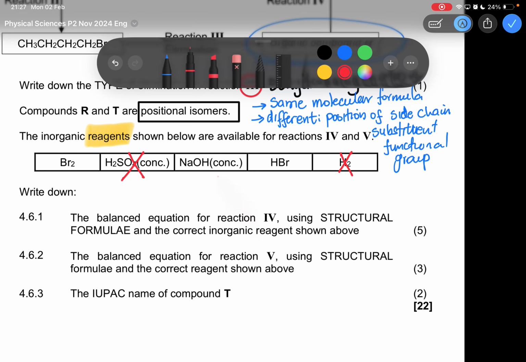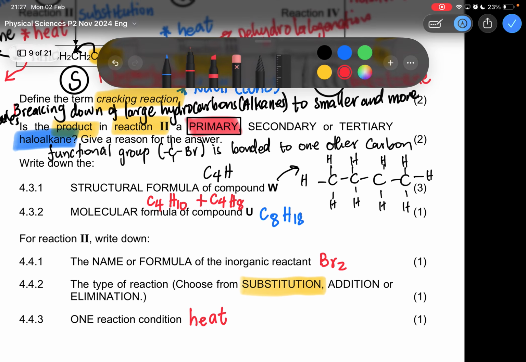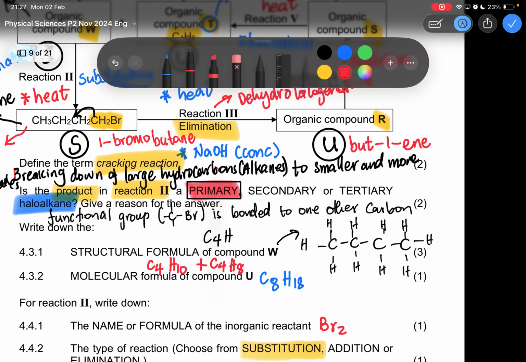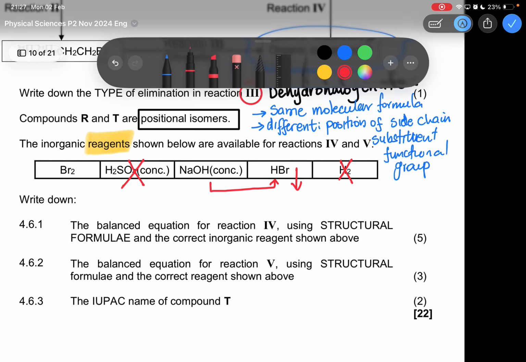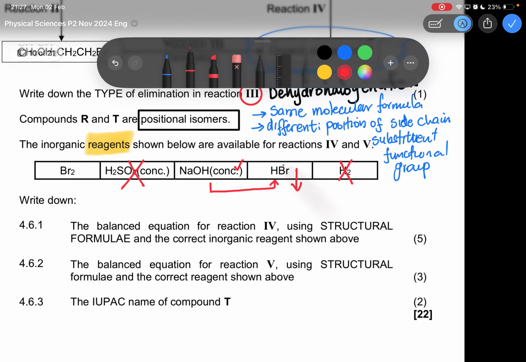But look at these two. A reagent and that condition for elimination. When I spoke about it here, we need a concentrated sodium hydroxide, strong base for that. So already we can see that these two qualify somehow.